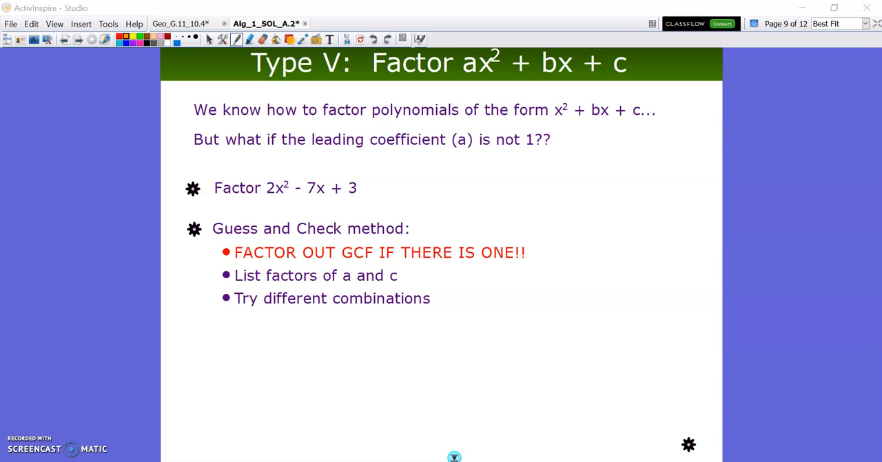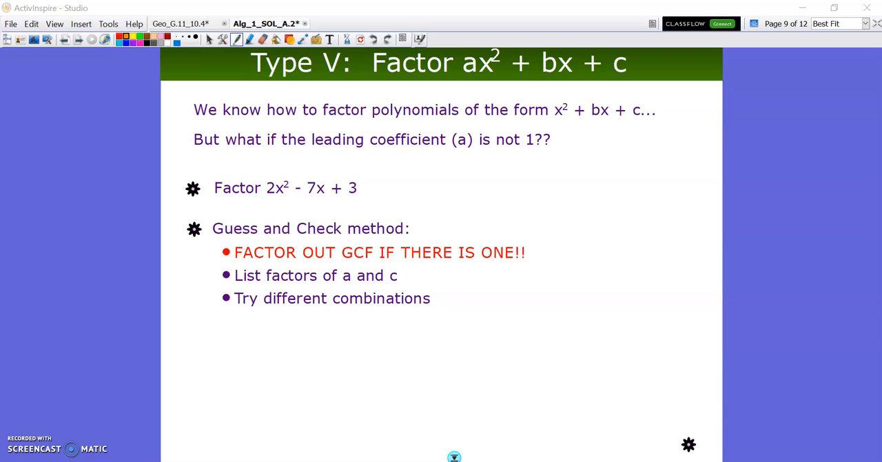We take an x box and we figure out what two numbers multiply to c but then add up to b. We're going to work a little bit differently. Let's take a look at our first example. It says factor 2x squared minus 7x plus 3.